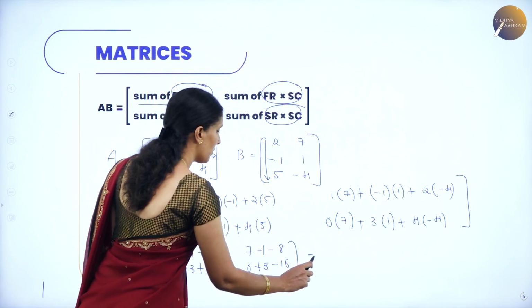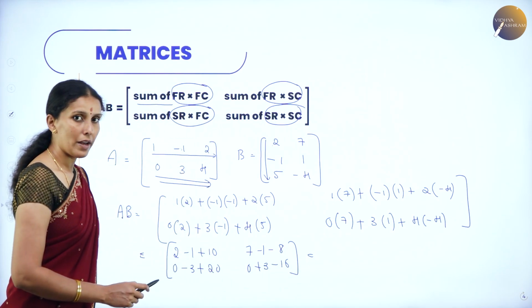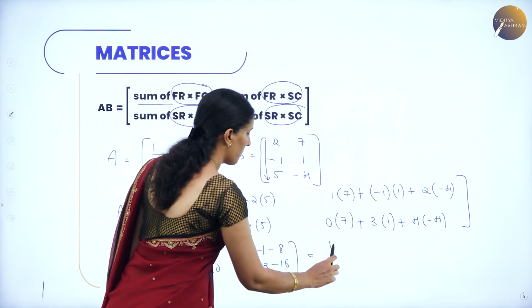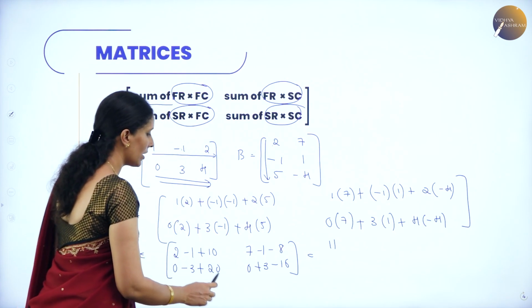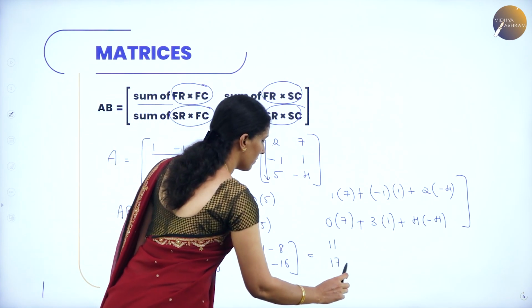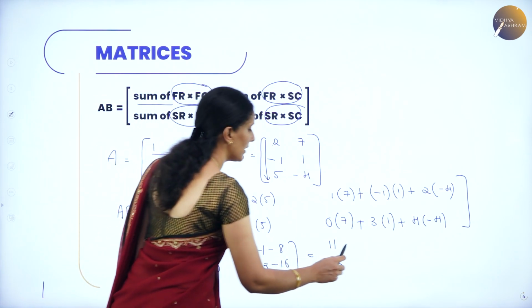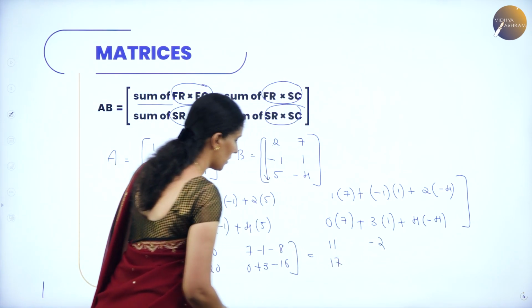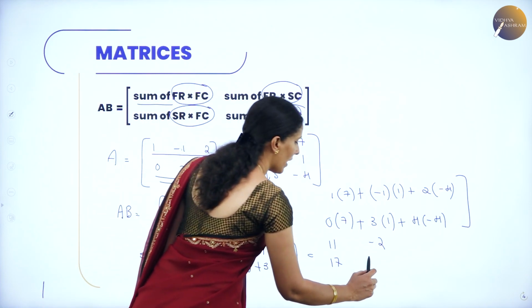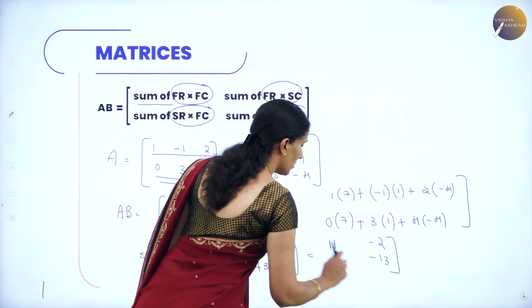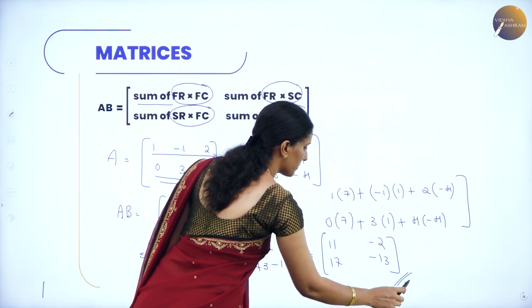Now this is equal to 2 minus 1, 1, 1 plus 10, 11. And here minus 3 plus 20 is 17. 7 minus 1 is 6, 6 minus 8 is minus 2. Next, 3 minus 16, we have minus 13. So this is the product AB.